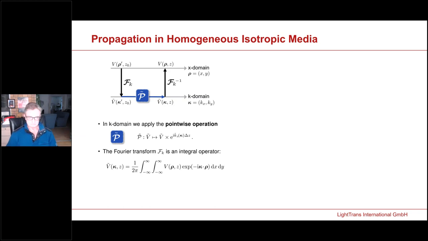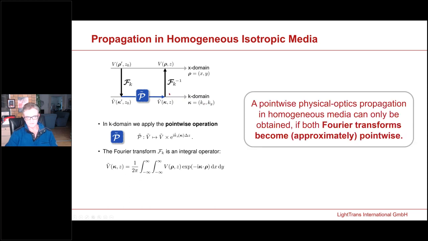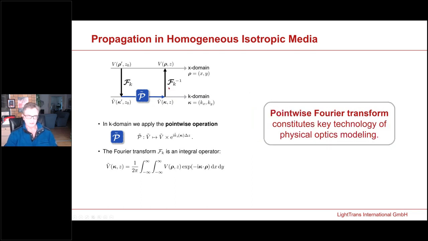The answer is trivial. This kind of stuff can only become pointwise if the Fourier transforms themselves are no longer an integral. That means a pointwise physical optics propagation in a homogeneous media can only be obtained if both Fourier transforms become at least approximately pointwise. And this pointwise Fourier transform is absolutely a key technology for our type of physical optics modeling as we do that. It's a key technology we have developed in the recent 5 years.